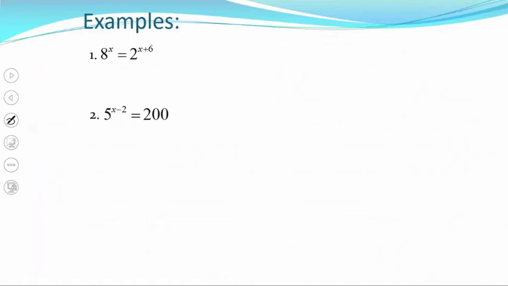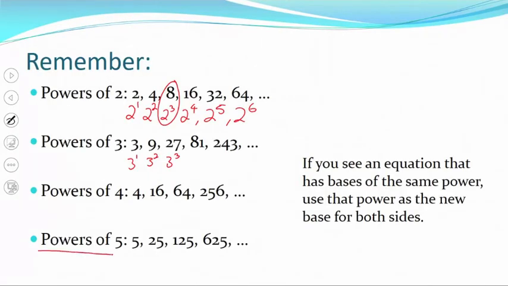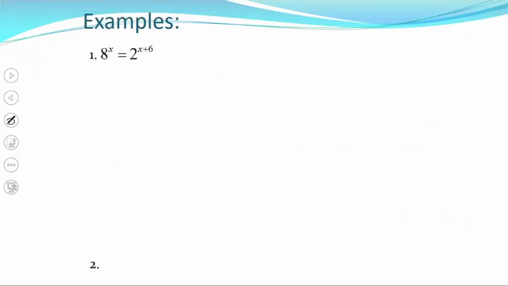Now it'd be nice if I could write 200 with a base of 5, but if you look back at that list, you'll notice that for powers of 5, 200 does not make that list, right? We go from 125 to 625. So 200 does not make the list. So method 1 would not be a very good choice because it would be very difficult to write 200 with a base of 5. So what we're going to do instead is resort to method 2, which is putting the logarithm on both sides.